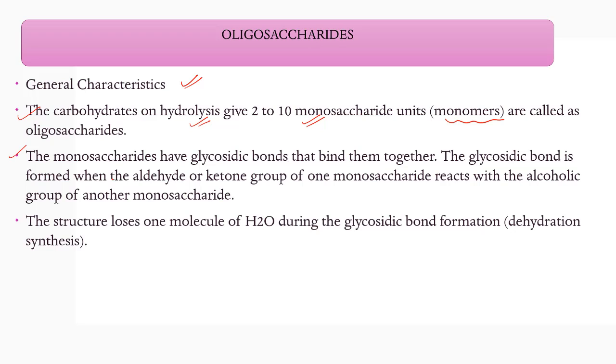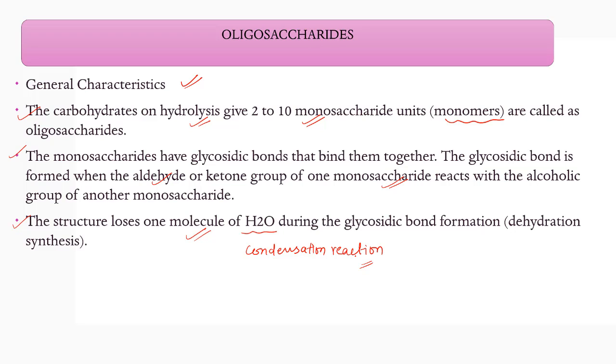The monosaccharides have glycosidic bonds that bind them together. The glycosidic bond is formed when the aldehyde or ketone group of one monosaccharide reacts with the alcoholic group of another monosaccharide. So please remember, the glycosidic bond is the bond between the aldehydic group of one monosaccharide and the alcoholic group of another monosaccharide. The structure loses one molecule of H2O, so it is a condensation reaction, a type of reaction which involves the elimination of simple molecules.